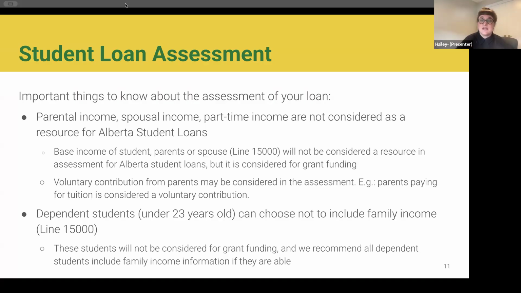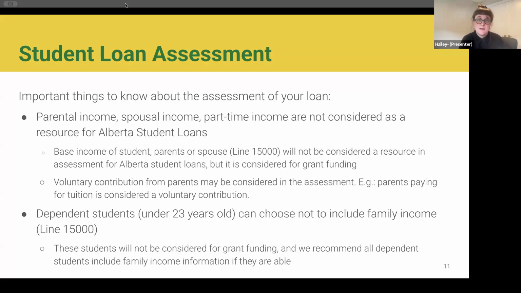Dependent students, I'll talk a little bit more about what dependent versus what independent is. Dependent students are generally anybody under the age of 23. You could choose not to include your parents' income, but that being said, you won't be considered for any of the grant funding. And because your parents' income isn't going to be assessed, isn't going to be considered on the Alberta portion of the loan, there is no harm including your parents' income if you're able to get that information from your parents.